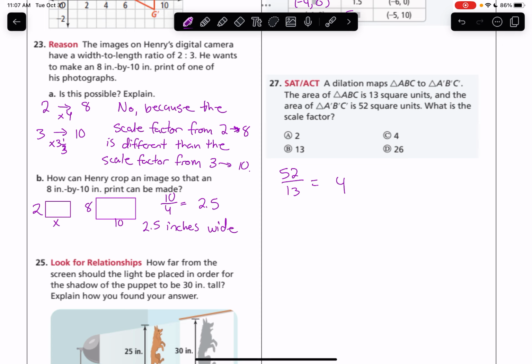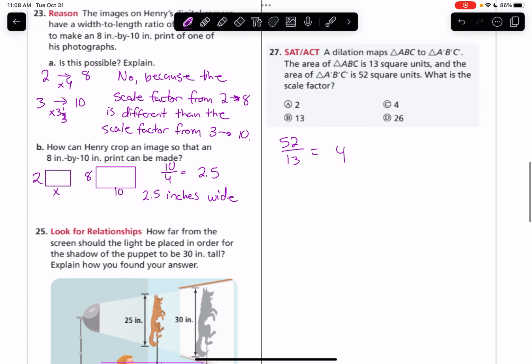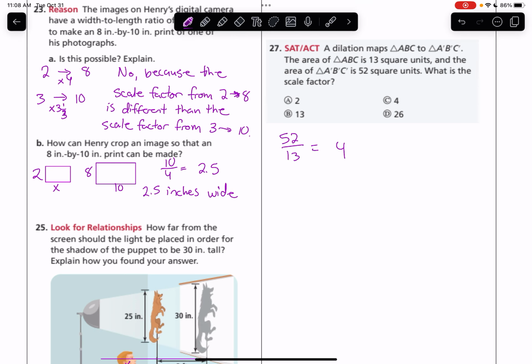But we know area is a squared unit. So to find the change in the side lengths, we need to take the squared unit and take the square root of it. So the square root of 4 is 2. So if the area of a shape increases by 4 times, the side lengths of the shape will only be 2 times longer. Because if we go 2 times longer one direction and 2 times longer the other direction, that area gets 4 times as big. So 2 is the answer to the question.